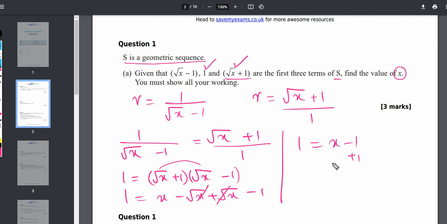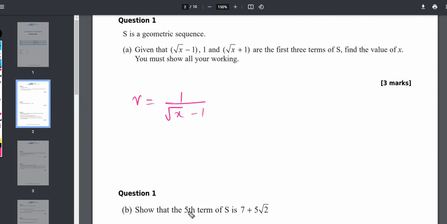So I'll add 1 on both sides, so it will be 2 equals x, or we'll say that x is equal to 2. So x is equal to 2 will be my answer for this question. So this is how we can do a question for the geometric sequence. Now let's move on to the next part.